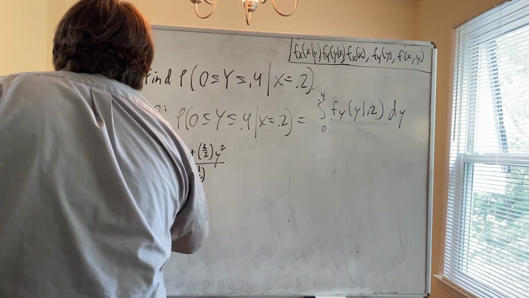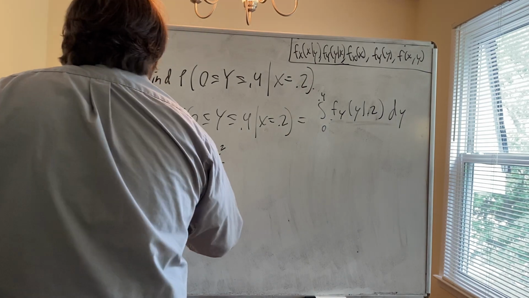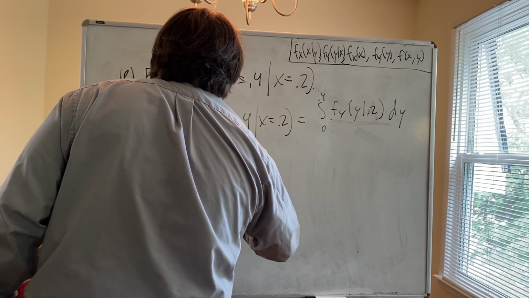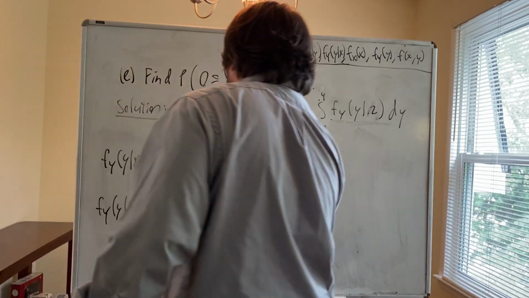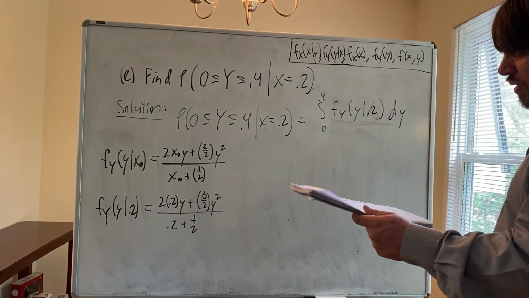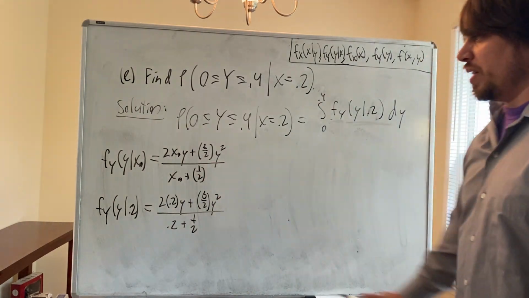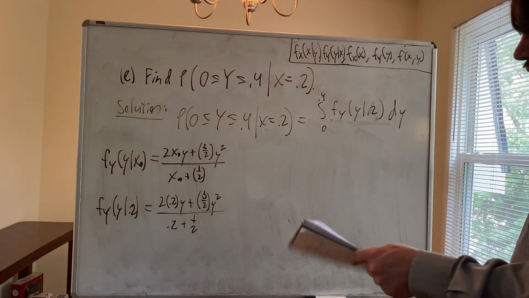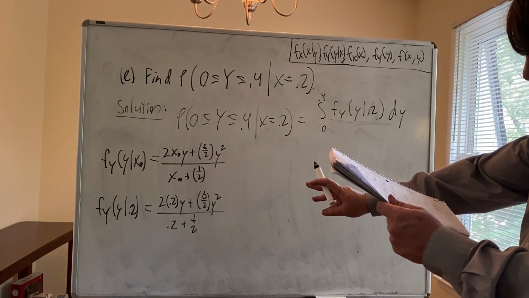So f sub y of y given 0.2 is equal to 2 times 0.2 times y plus 3/2 times y squared divided by 0.2 plus 1/2. Okay, so substituting. The functions are weird, but you're just plugging in. A lot of the weirdness is just plugging in. Expressions are weird, but it's substitution. Okay, so then you have that.